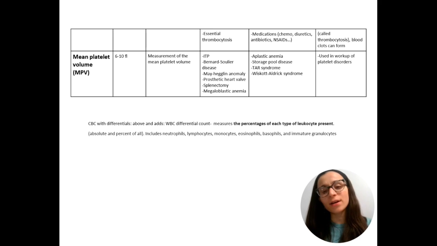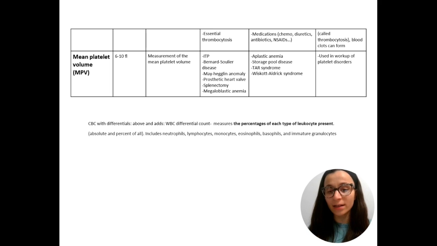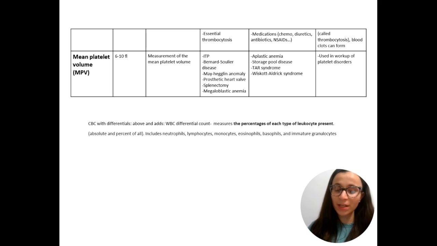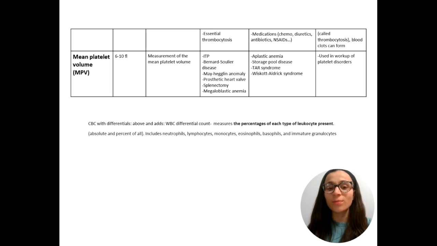So now, all that I just listed above was a CBC, the complete blood cell count. Now, if you order a CBC with differential, then you're adding a differential count to the CBC. So it measures the percentage of each type of leukocyte present: the neutrophils, the lymphocytes, the monocytes, eosinophils, etc.